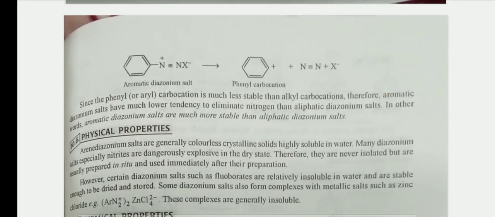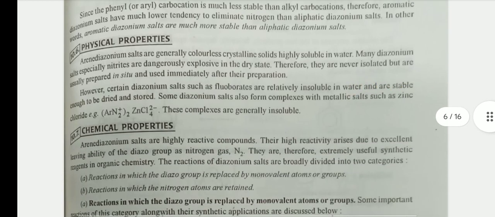Since the phenyl or aryl carbocation is much less stable than alkyl carbocations, aromatic diazonium salts have a much lower tendency to eliminate nitrogen than aliphatic diazonium salts. In other words, aromatic diazonium salts are much more stable than aliphatic diazonium salts. Now we will read about physical properties.